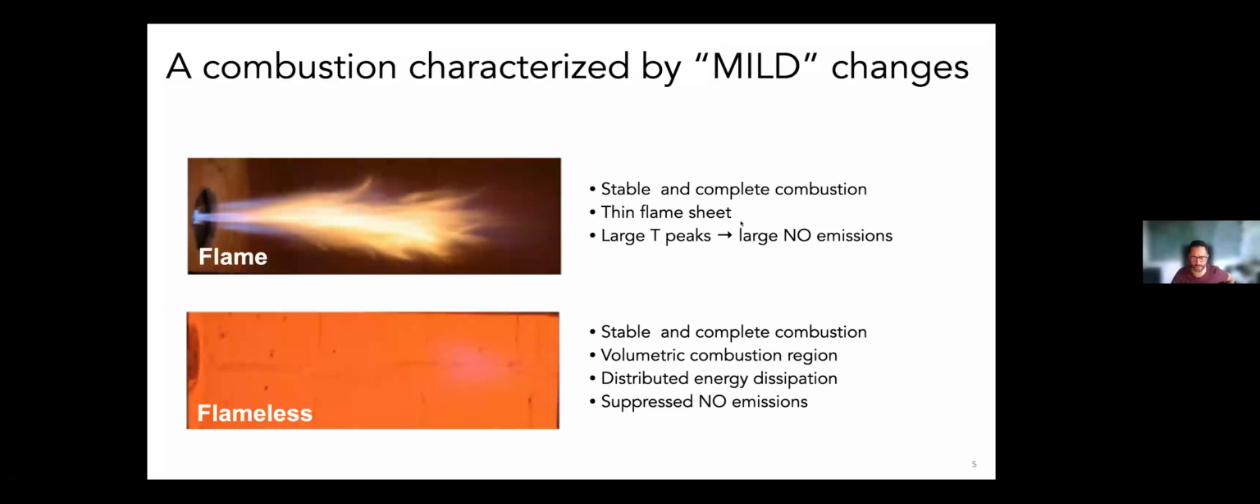In flameless, you have very stable, again, complete combustion, but what happens is that you basically transform this two-dimensional flame into a three-dimensional volume. You have a volumetric combustion regime, you have distributed energy dissipation, and by not releasing the heat in one very thin region, you actually create a volumetric heat release, and so lower temperature peaks, smoother transition, and smoother NOx emissions. Besides NOx, soot is also suppressed.